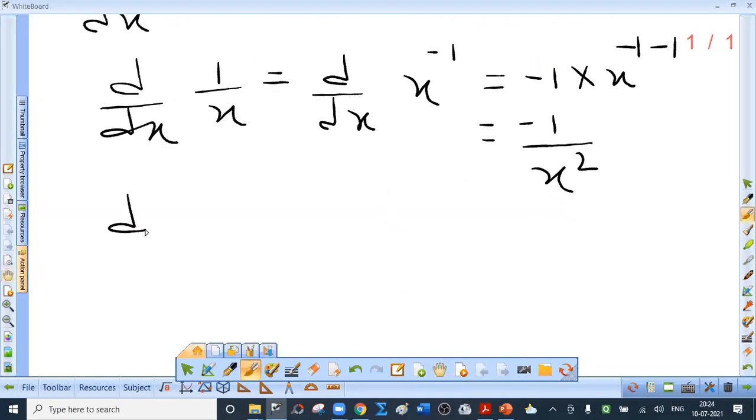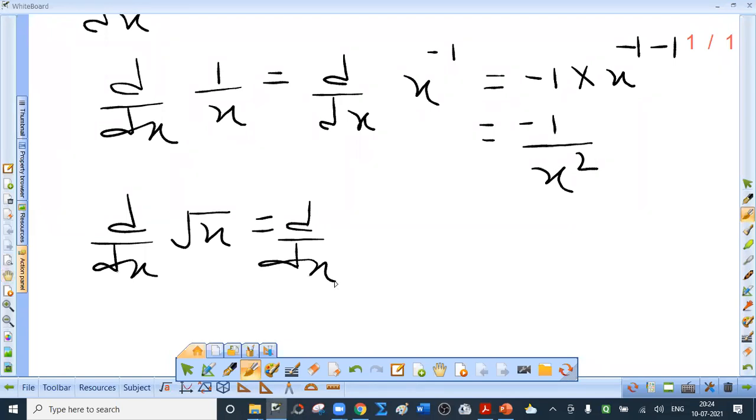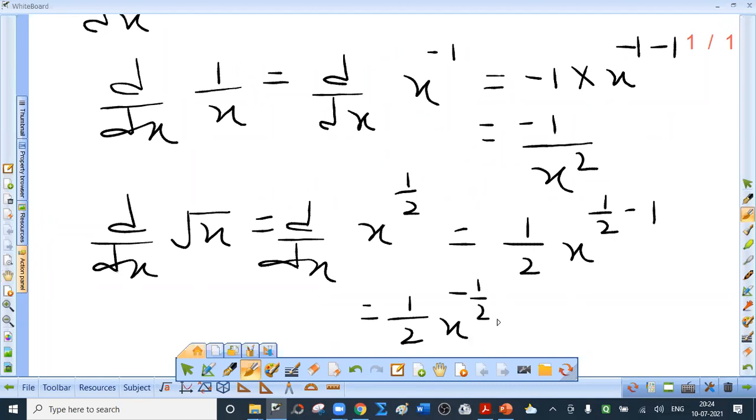If I ask you to find what is d/dx of root x? What is difficult? Calculus? No. Laws of indices. Basics. What is root x? x raised to half. What is derivative of x raised to half? It is half x raised to half minus 1. That is half x raised to minus half. And what is x raised to minus half? 1 upon x raised to half, that is root x. And that is why derivative of root x is 1 upon 2 root x. I hope you are getting this. Otherwise, just remember the derivative of root x is 1 upon 2 root x.